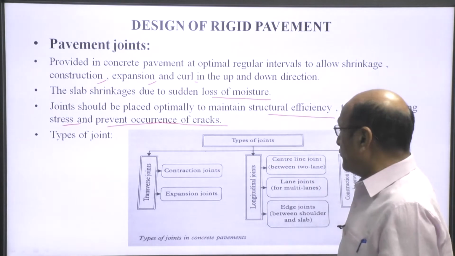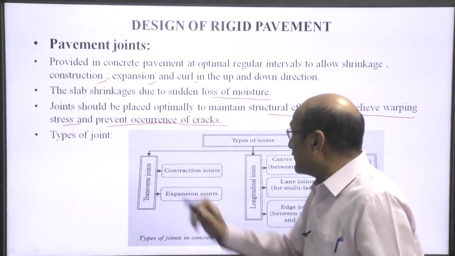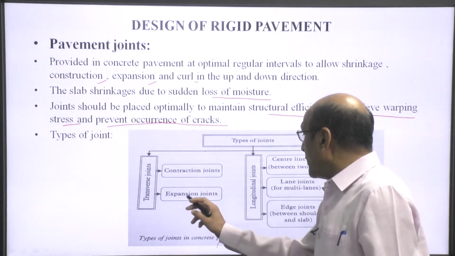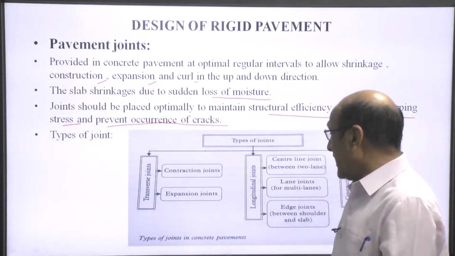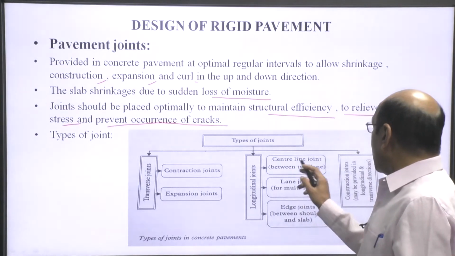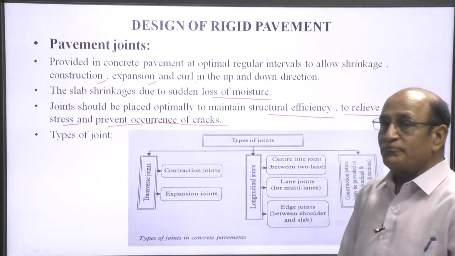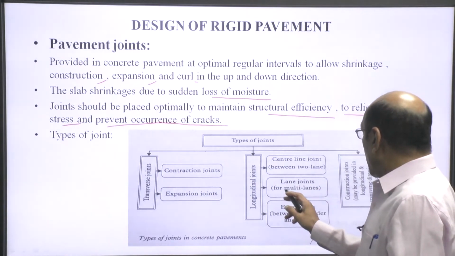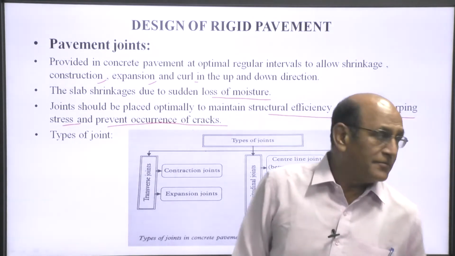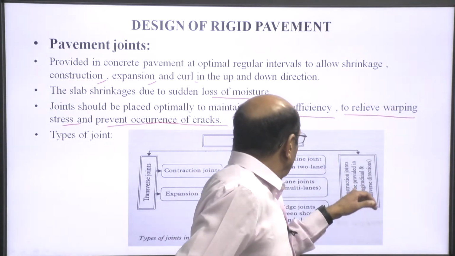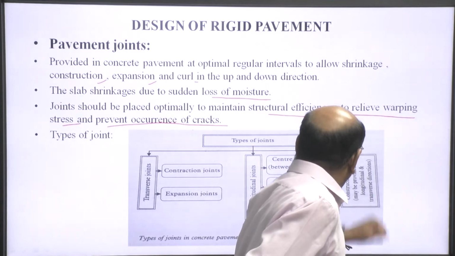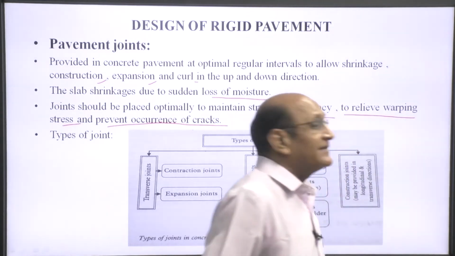So, see here the types of joints. The first is the transverse joint, and in the transverse joint there is a construction joint, a contraction joint and an expansion joint. In longitudinal joints, there is the center line joint between two lanes, lane joints for multi-lanes, and edge joints between the shoulder and the slab. And third is the construction joint, which may be provided in the longitudinal and transverse direction.